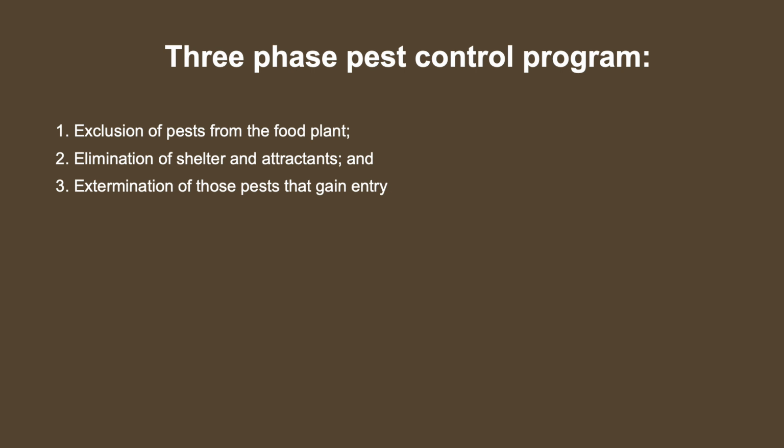There's basically a 3-step process to pest control. Number 1, don't let them in. Number 2, if they get in, make sure there's no accommodations for them. And number 3, if that doesn't work, kill them. Well, let's say it the nice way: exclusion of the pests from the plant, eliminate shelter and attractants, and exterminate those pests that gain entry. 3-phase program.